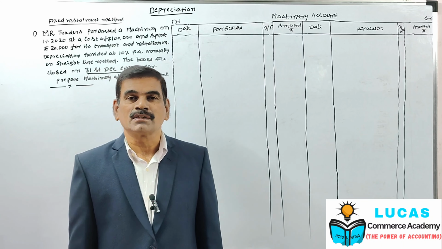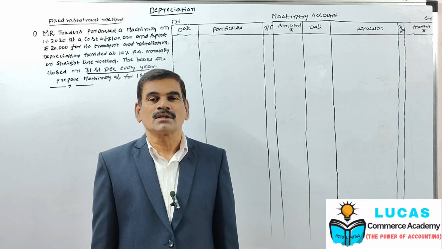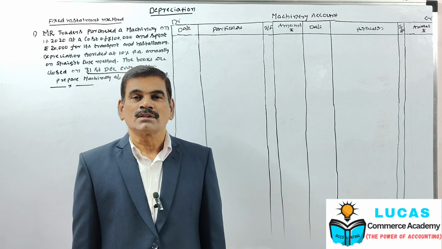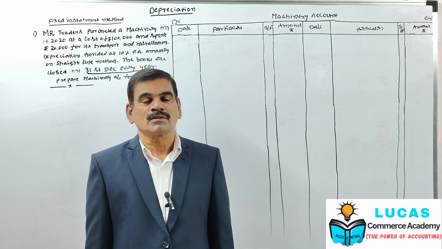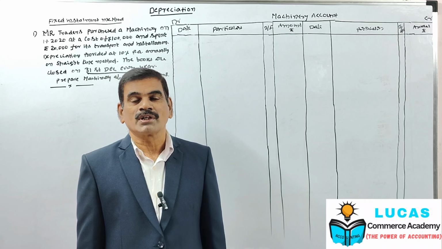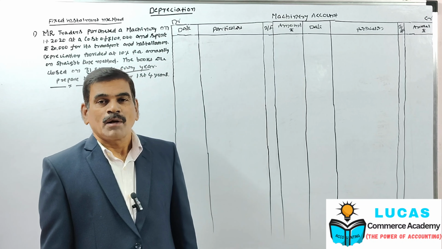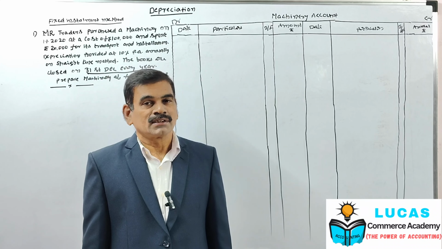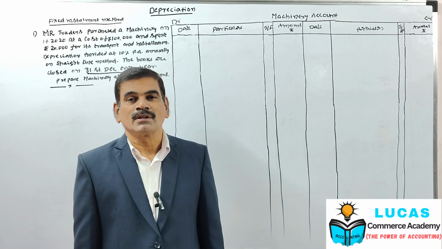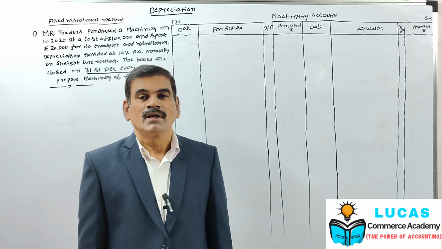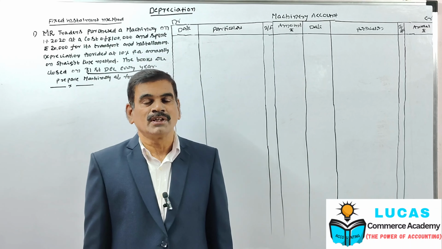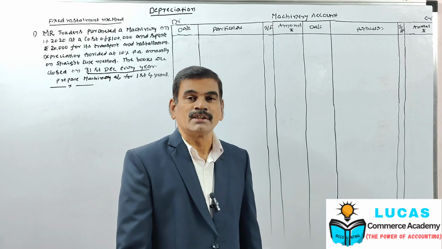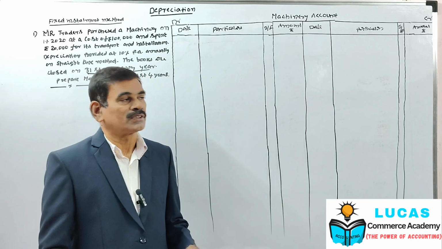The second formula is annual depreciation equal to cost of asset minus scrap value by estimated life. Cost of asset means original cost of asset plus transportation and installation charges. Scrap value means the value which is realized at the end of the life of the asset, then by estimated life in number of years. Estimated life means the number of years the asset works in future. Good. So these are the things we discussed in the previous video.